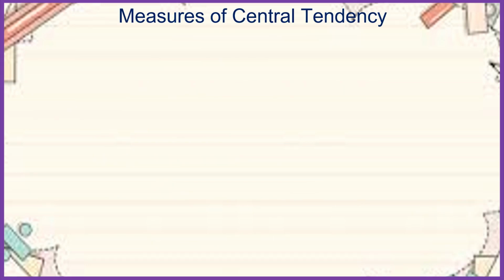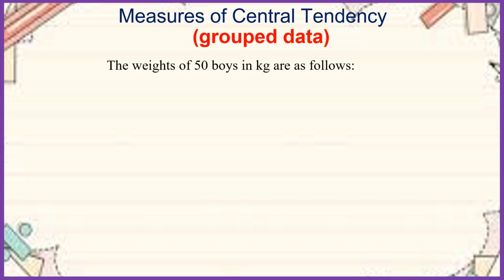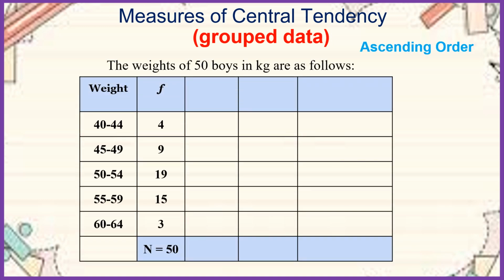Now let us get the measures of central tendency of grouped data. Supposing we have this data, and this data is arranged in ascending order. Why is it ascending order? Because as you notice, the classes are arranged from top to bottom in increasing order.